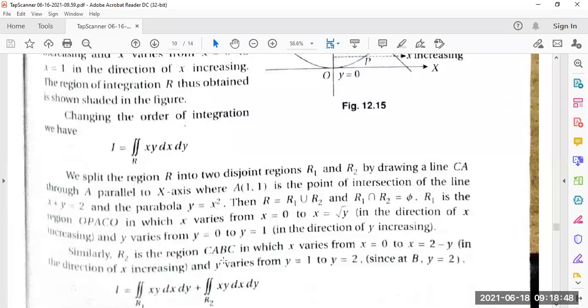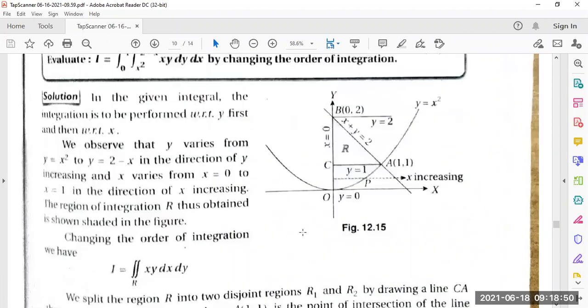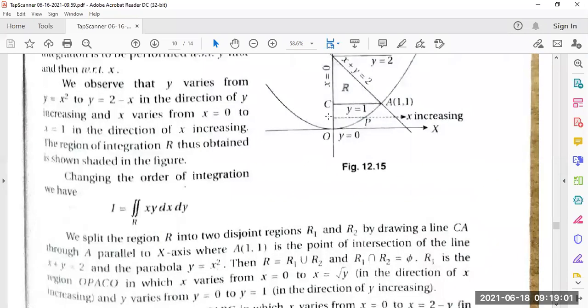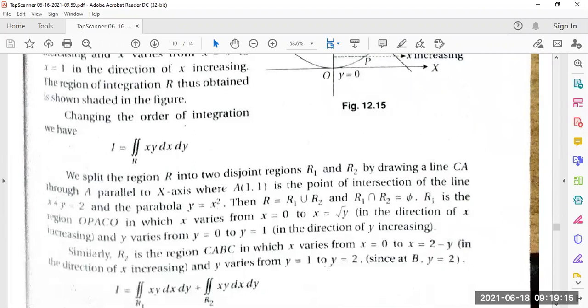Similarly, R2 is the region CABC, in which x varies from 0 to x equal to 2 minus y. X varies from the y-axis, x equal to 0, along this line x plus y equal to 2. So x equal to 2 minus y. So x varies from 0 to 2 minus y. And y varies to here.